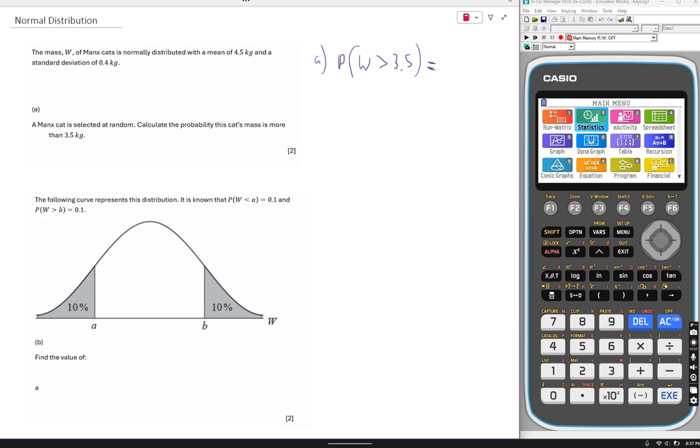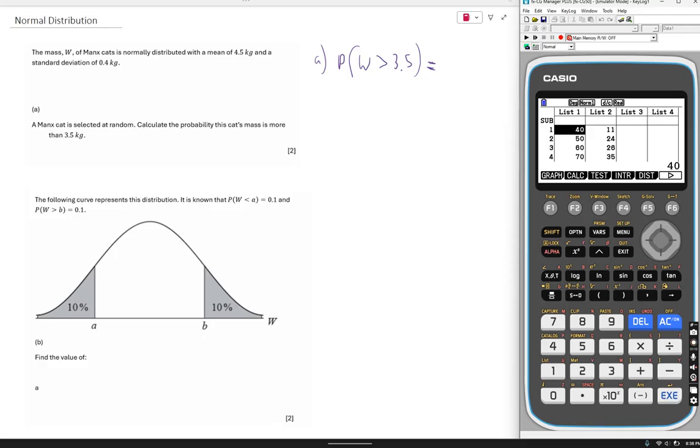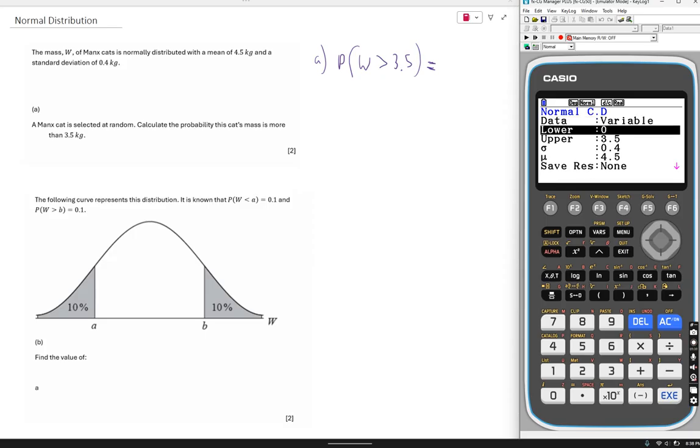Now we need to go to my calculator. I'm going to go stat mode, distribution, F5 at the top. I want a normal distribution, and I want NCD because we don't want a specific value, we want a range of values here. Make sure it's set to variable. We're going to change the lower one. It says more than 3.5, so that means from 3.5 up. So 3.5 is going to be the lower. The upper, I just want to change so it is significantly higher than anything that we would expect.